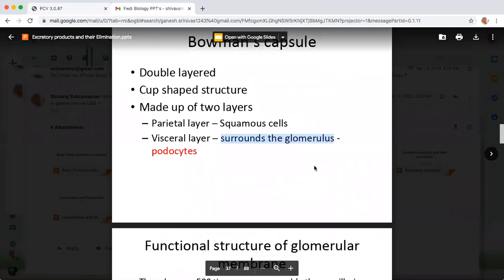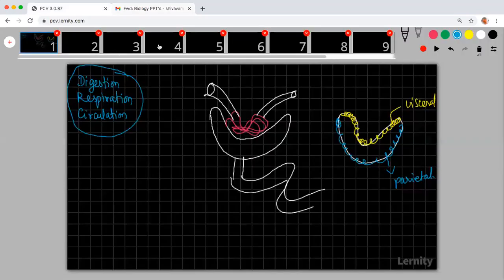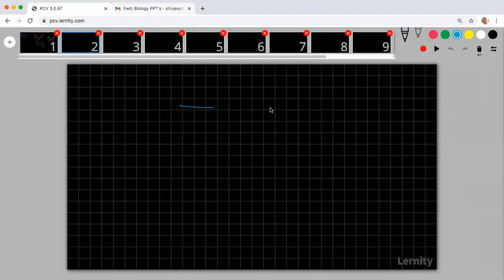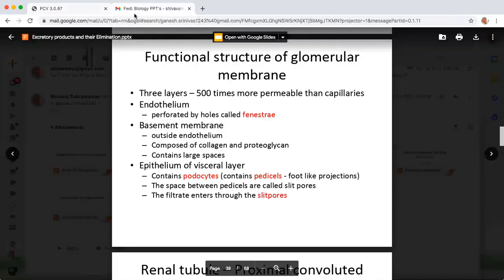Okay, so the next layer is the glomerular membrane. What is this glomerular membrane? This glomerulus will have three layers. This is the functional unit, and the glomerulus is going to filter the blood. So what is helping it to do that?